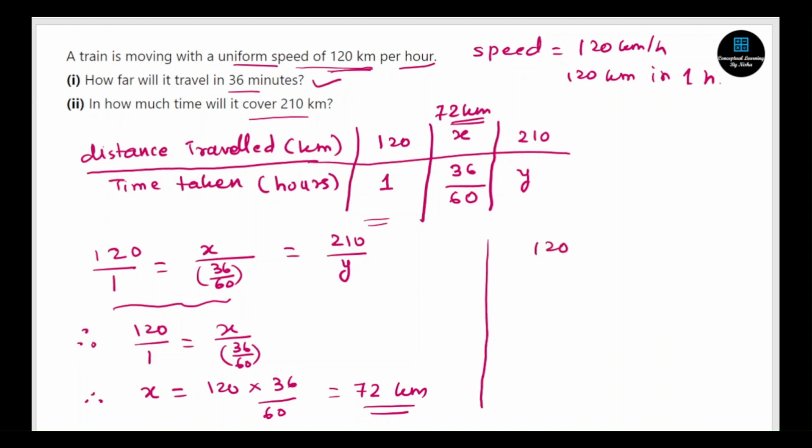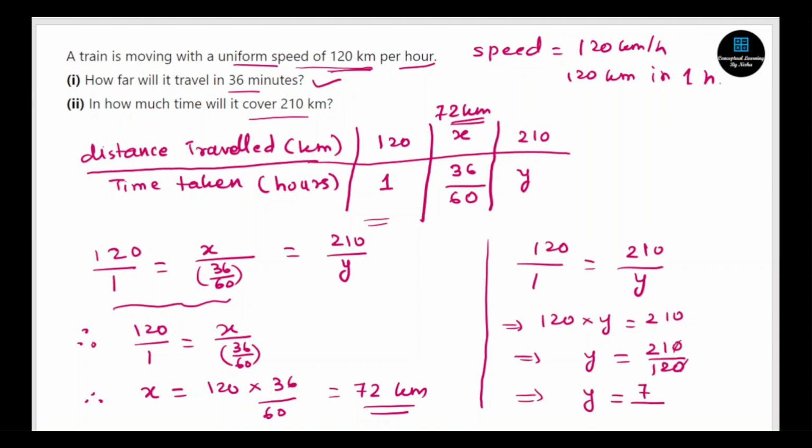So 120 over 1 equals 210 over y. Again cross multiply and simplify. So 120 into y equals 210. When I divide both sides by 120, I'll get this, and then I can write my answer as 7 on 4, and when I convert this into a mixed fraction, I'll get 1 whole 3/4. Now what does it mean? 1 hour and 3/4 of 1 hour is 45 minutes.